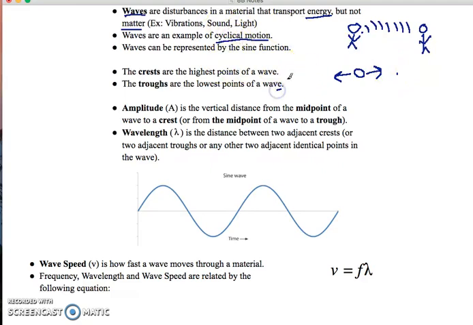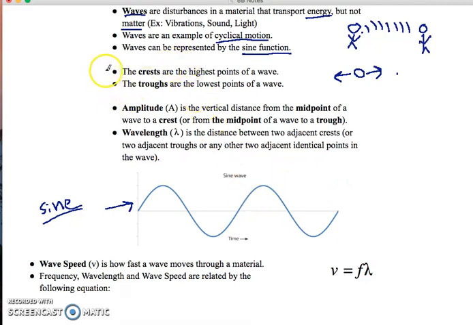And we can represent waves. It's a little hard to visualize waves, but they can be represented by a sine function, like this down here. This is mathematically how we can think of waves, because the sine function goes up, down, up, down, up, down. It repeats itself. It's mathematically a way we can analyze waves.